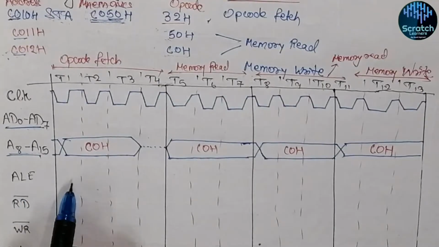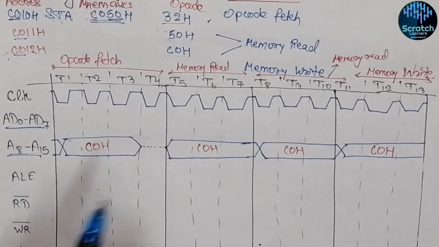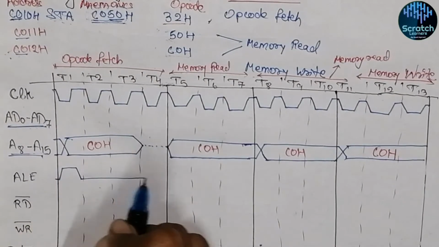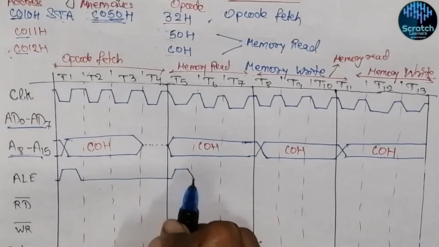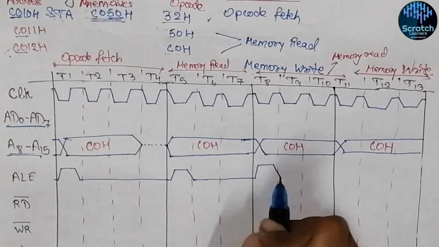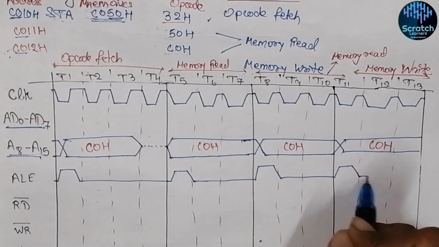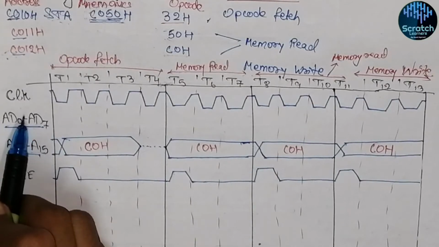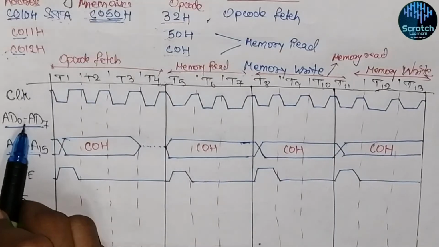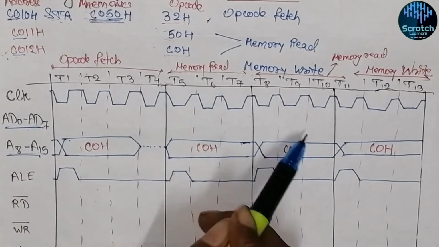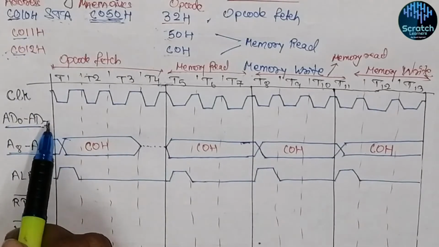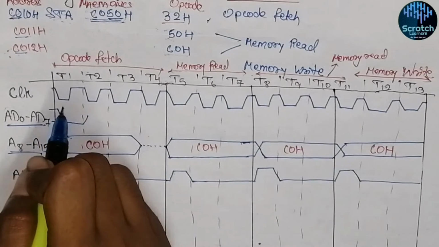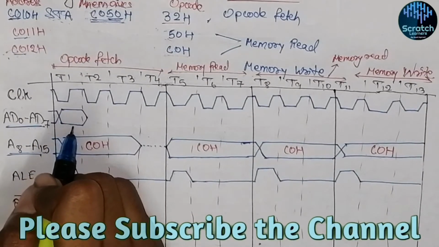Now the ALE signal. We know that the ALE signal will remain high in the first T state of all the machine cycles. So in T1 it will be high, then in T5 it will be high, again in T8 it will be high, and then in the T11 T state it will be high. When this is high, it indicates that the AD0 to AD7 lines will carry the address lines. So in the first T state, the lower order address will be specified on the AD0 to AD7 lines. Here in T1, ALE is high.